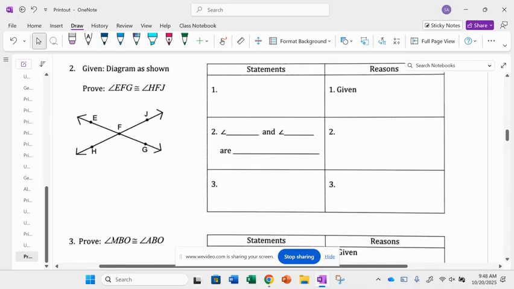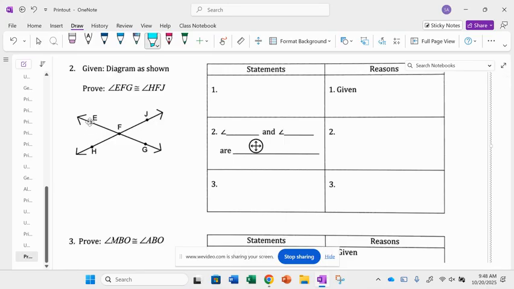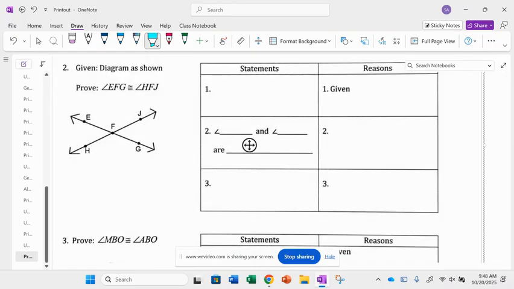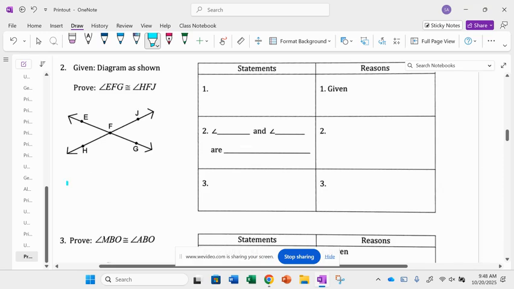Okay, next one. So our given is diagram as shown. We want to prove that angle EFG is congruent to angle HFJ. Well, what kinds of angles are EFG and HFJ? Jack? Straight. Did we just learn a theorem that said if two angles are straight angles, then they are congruent, right? Okay, but now we have to write a proof on this.